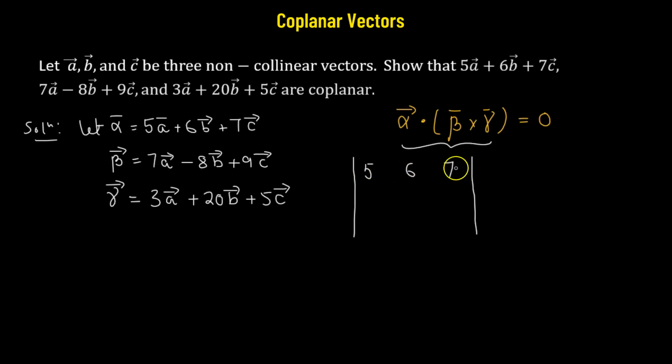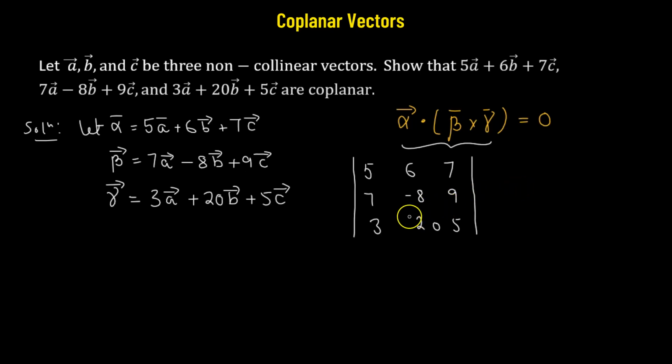In the second row we'll have to consider the components of vector beta. So that will be 7, -8, and 9. And in the third row we will have the components of gamma vector. So that will be 3, 20, and 5. So we'll try to find the value of this determinant and show that this value is equal to 0. If that happens, then definitely our three vectors are going to be coplanar.